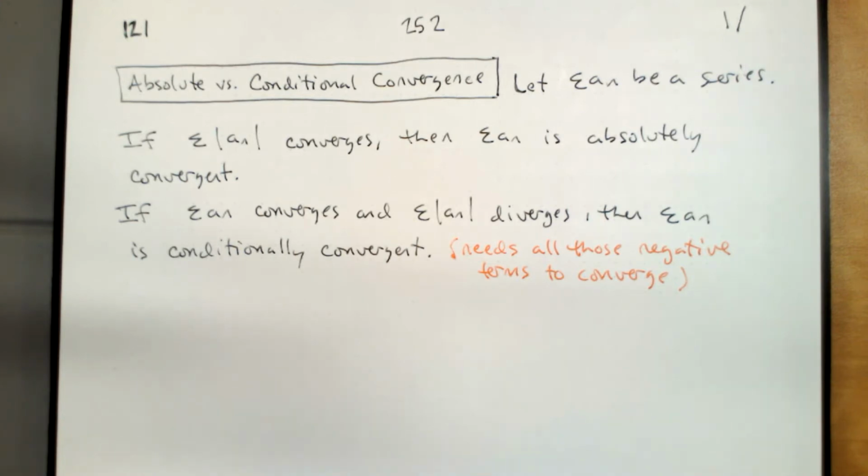So we can think of conditional convergence as being right on this border. We're looking at infinity minus infinity, and a conditionally convergent series says that's going to come up to a finite amount. But with an absolutely convergent series, I can just take all the negative terms, make them positive, the sum is still finite.